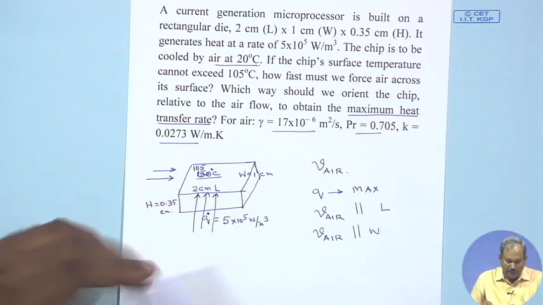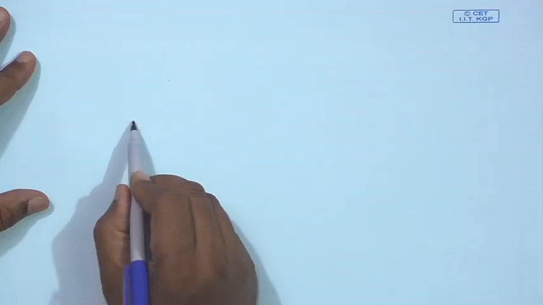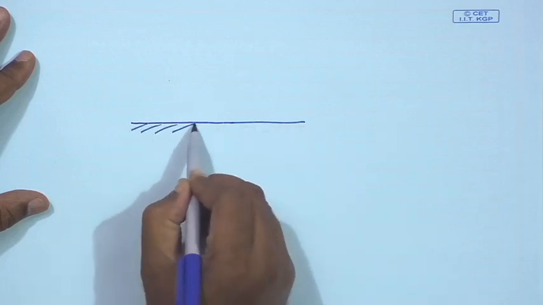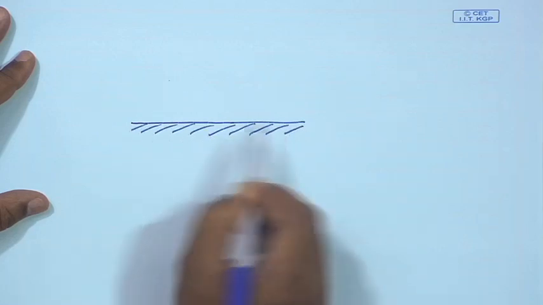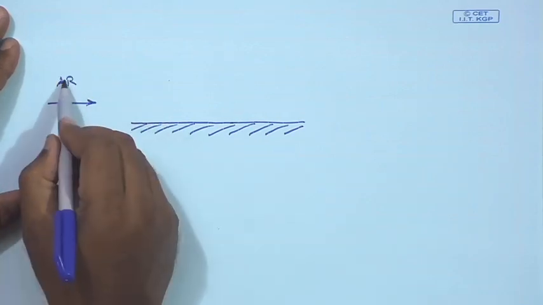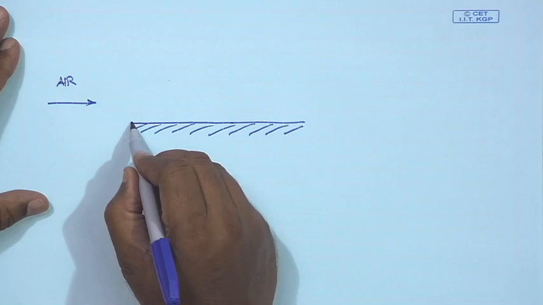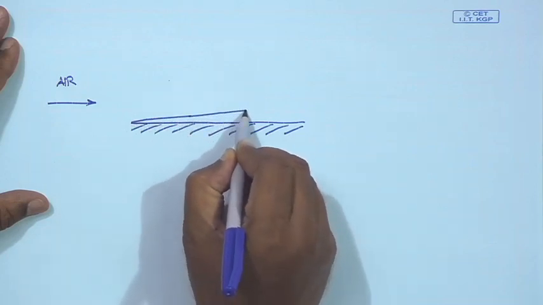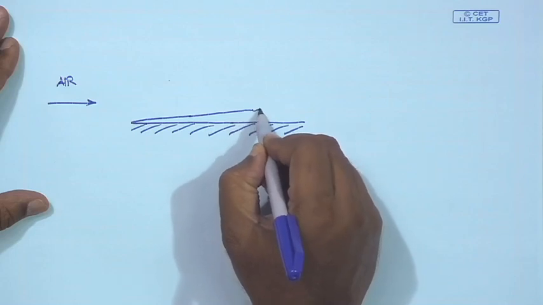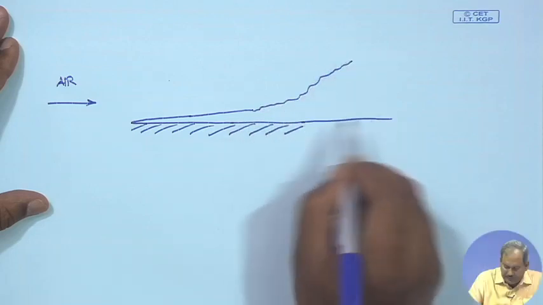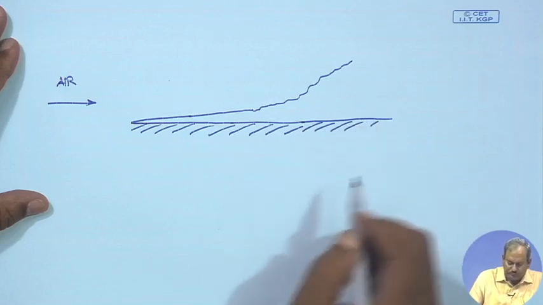The first thing we have to understand is this: let us say this is a flat surface and I have flow of air over it. Initially, the thickness of the boundary layer is going to be very thin, and then at a certain point it reaches turbulence and then it starts to increase in this fashion.